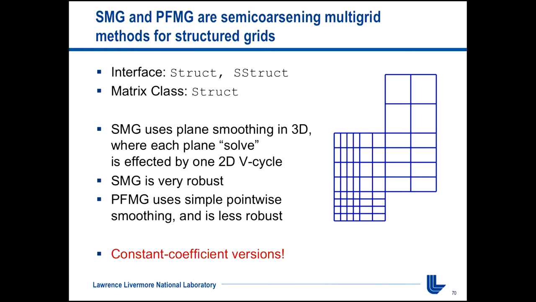SMG and PFMG are multigrid methods that take advantage of structure in the problem. So you get access to them through either struct or semi-struct. And they use something called semicoarsening. So in this picture of a structured grid, what would happen is your coarse grids would be chosen. You take every other grid line, for example, to choose your coarse grids. And the difference between the two is the smoother that is used. In SMG, a very strong smoother is used, which makes the method more robust. Applies to a broader class of problems, but it's generally slower and less efficient than this PFMG solver, which uses a simple smoother.